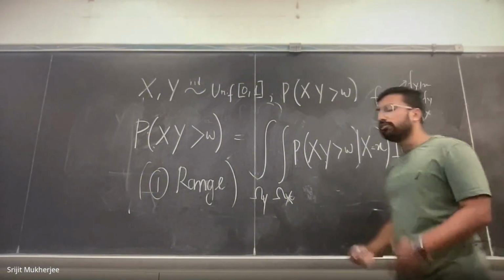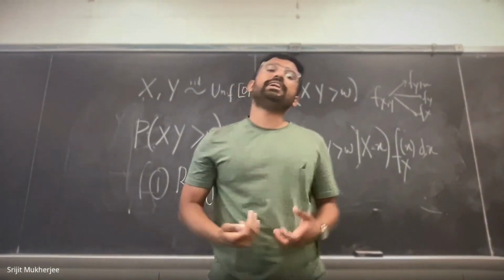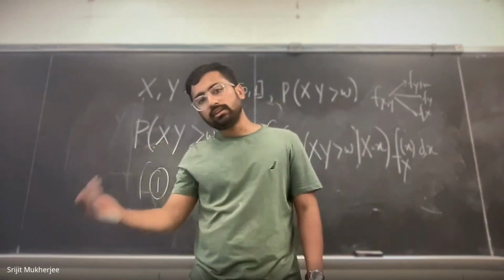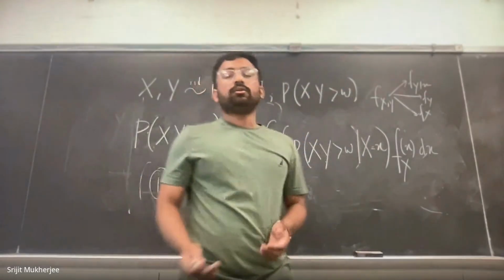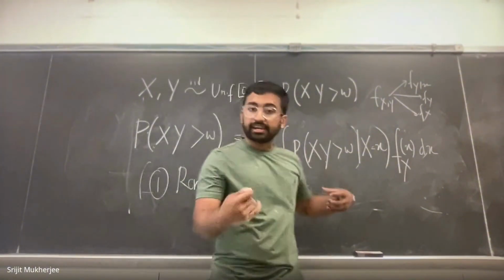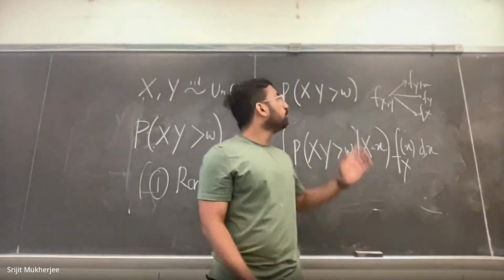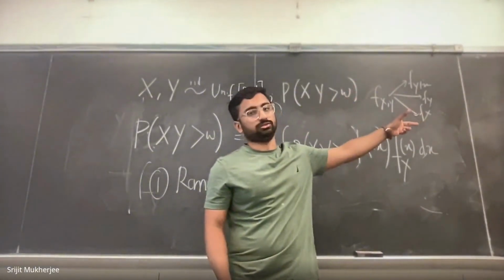How can you find f of y? You do integration over x. How do you find f of x? You do integration over y. How do you find f of y given x? Y given x is nothing but the joint distribution divided by f of x, right? So you first find f of x and f of y, and then you can find the individual conditional distributions.